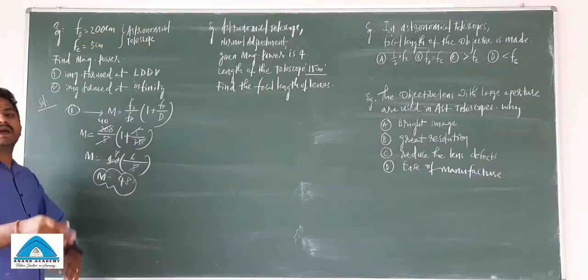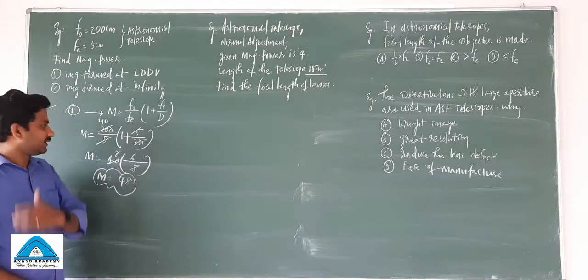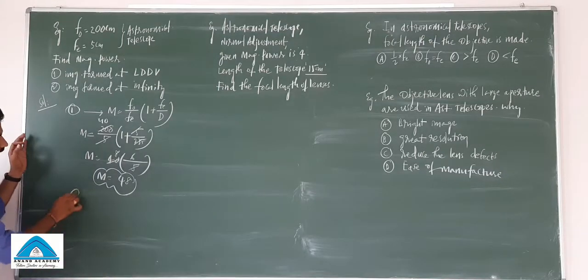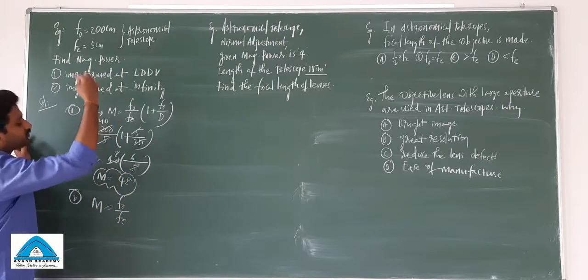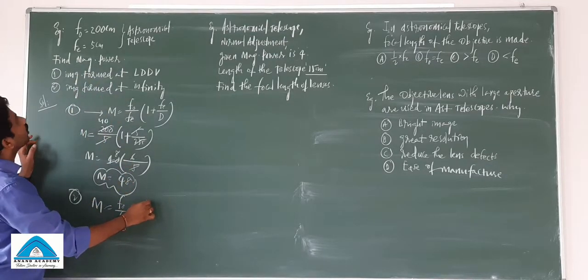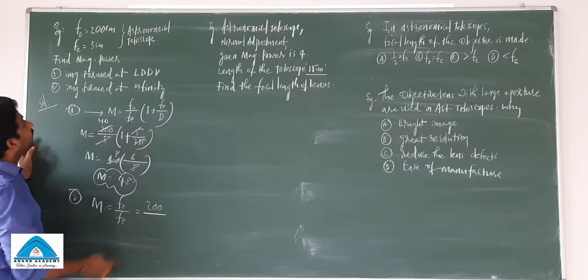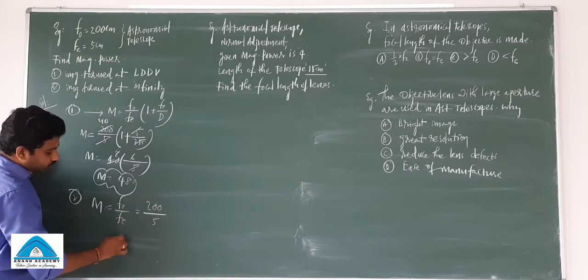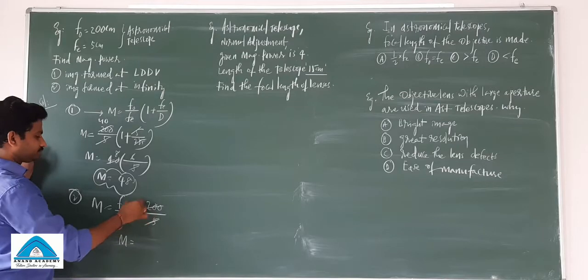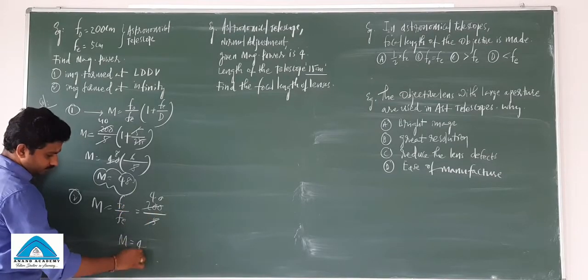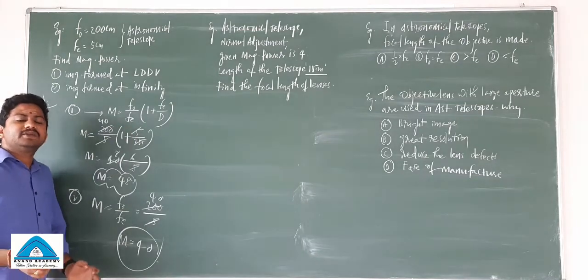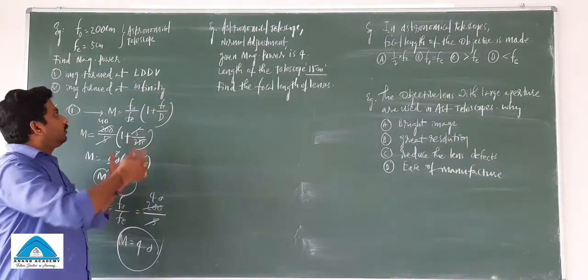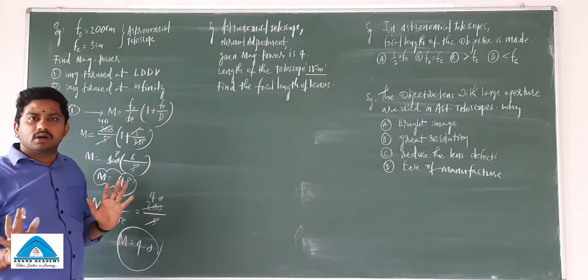See how big the magnified image will be. Now, the second case, magnification is just f naught by fe because the image is formed at infinity. Your f naught is 200 by fe is 5, so you get magnification as 40. This is the major formula based question.